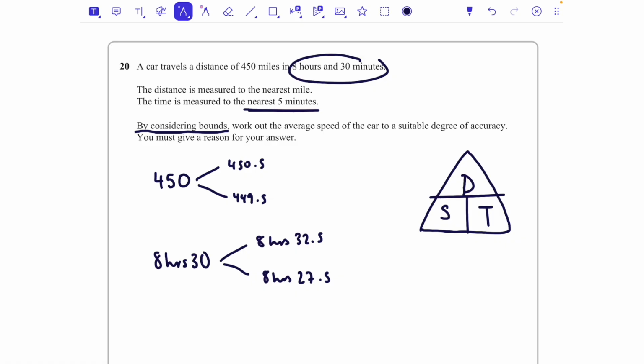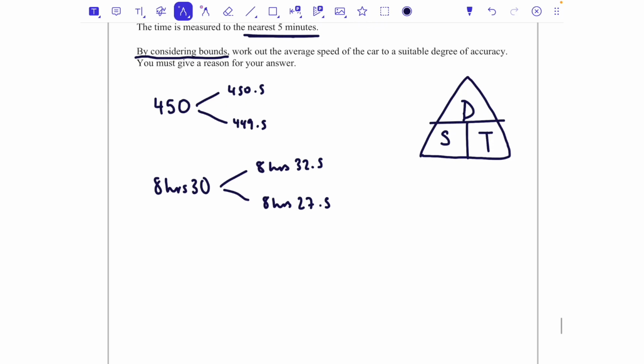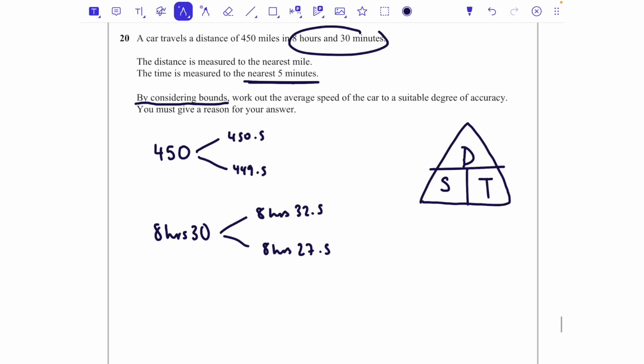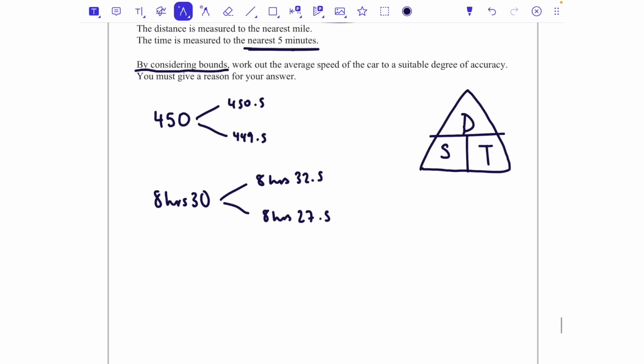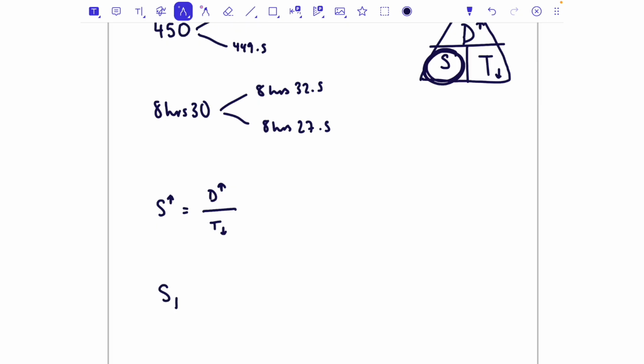Now you can, if you want, convert that into minutes for your calculation. I personally just like to keep it in hours, but there is quite a nifty way of doing this, so I will explain. If you want the upper bound for the speed, you want the biggest distance divided by the smallest time. And for the lower bound for the speed, we want the smallest distance divided by the biggest time.